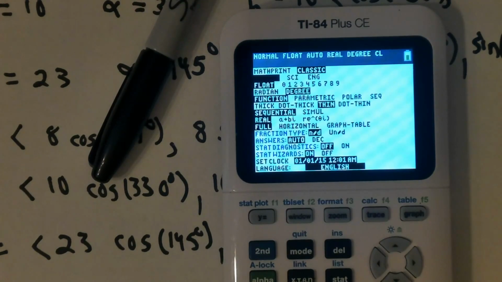As we can clearly see, we are in degree mode. My document camera seems to think it knows better than we do about when it should focus and not focus. So, pardon the continuing joke.